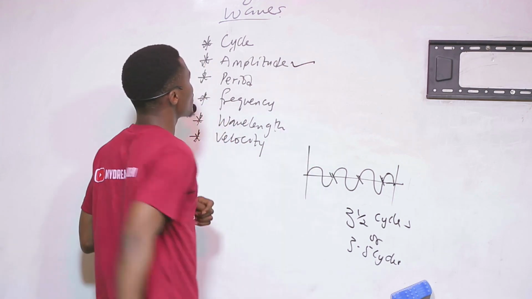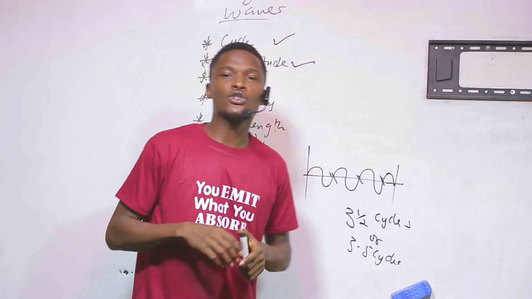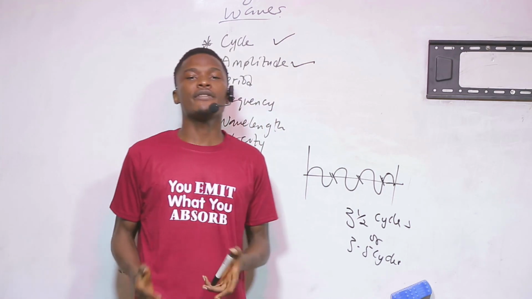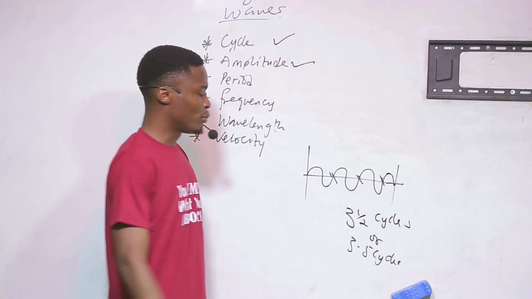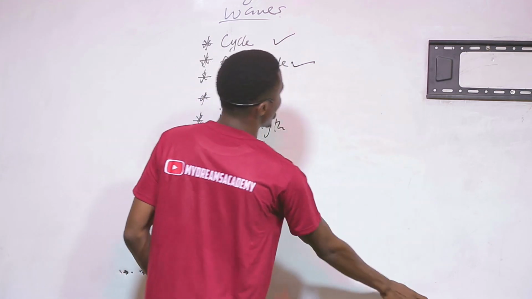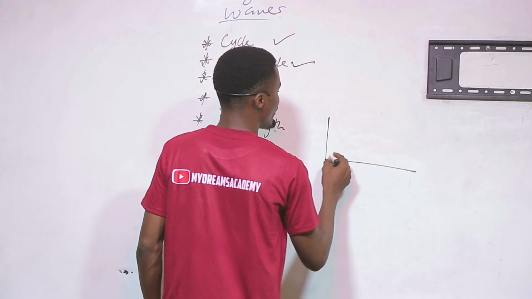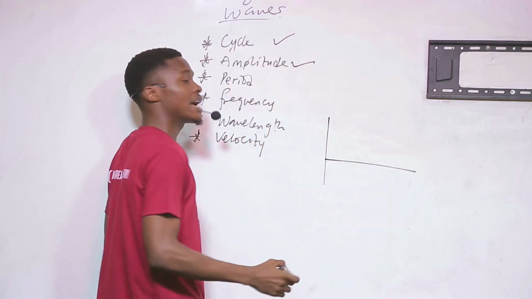Now let's talk about the next one, which is amplitude. When we say amplitude, we define amplitude as the maximum displacement of the wave from its equilibrium position. So what does that mean? Let's say we have a wave. Remember, we have talked about what a cycle is.